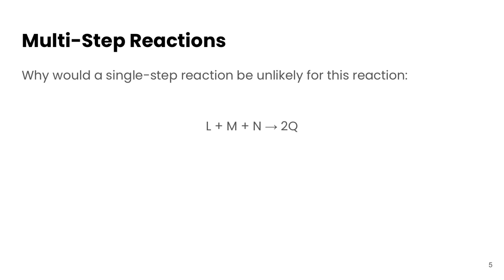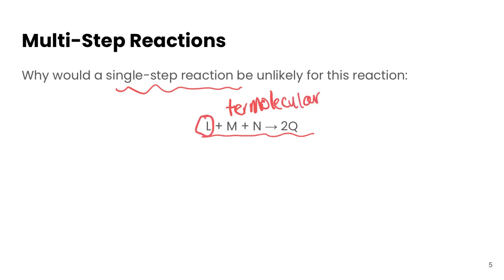So if, for example, we had this overall reaction here, L plus M plus N reacts to give 2Q, a single step reaction mechanism would be really unlikely here, because if that's the case, it'd need to be termolecular. And in order for that to be termolecular, L and M and N all need to collide together with the correct amount of energy, so the right activation energy, as well as the correct orientation in order for this to happen in a single step. That's pretty unlikely.